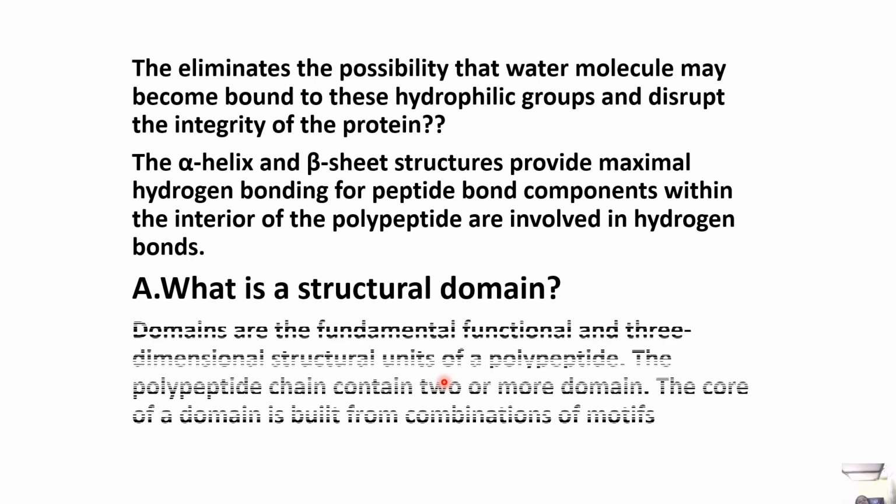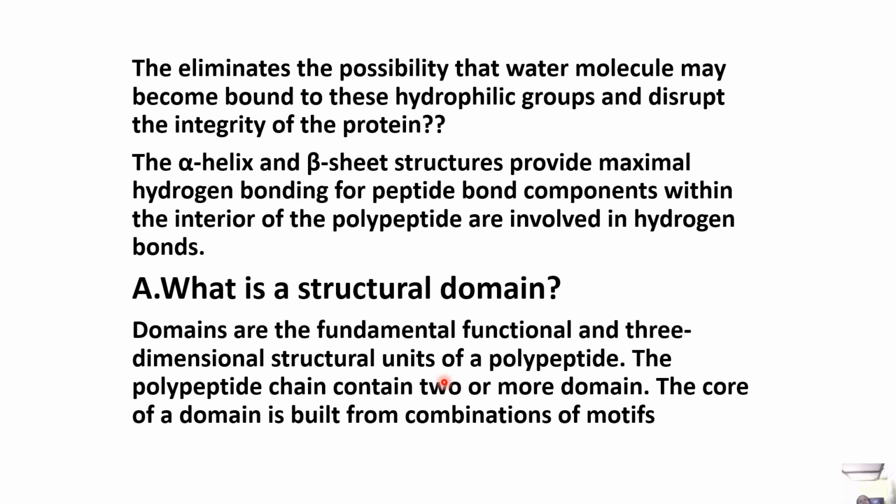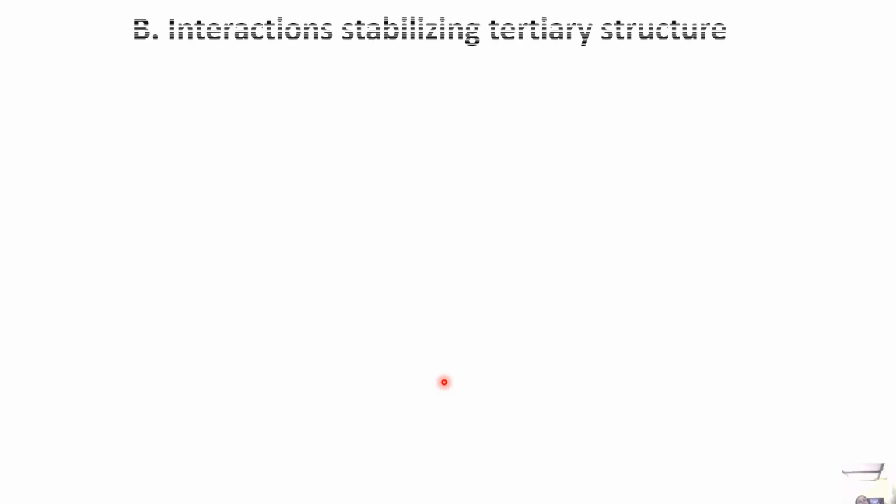Now, what is the structural domain? Domains are the fundamental functional and three-dimensional structural units of a polypeptide. A polypeptide chain contains two or more domains. The core of a domain is built from combinations of motifs. Now, what are the interactions stabilizing tertiary structure?